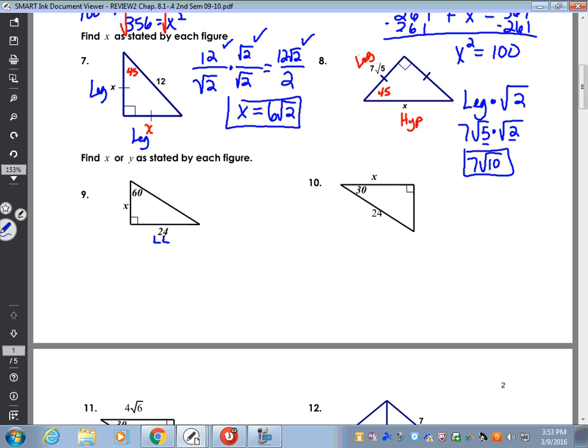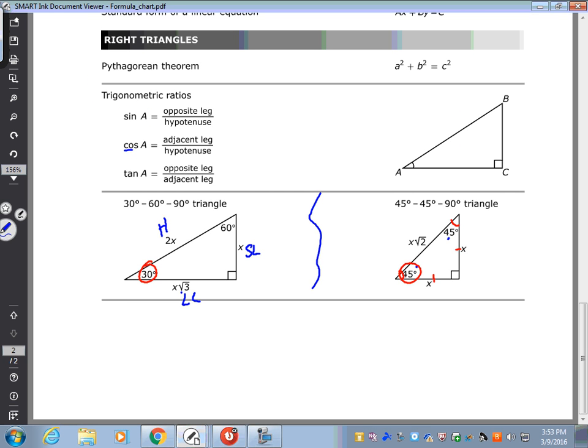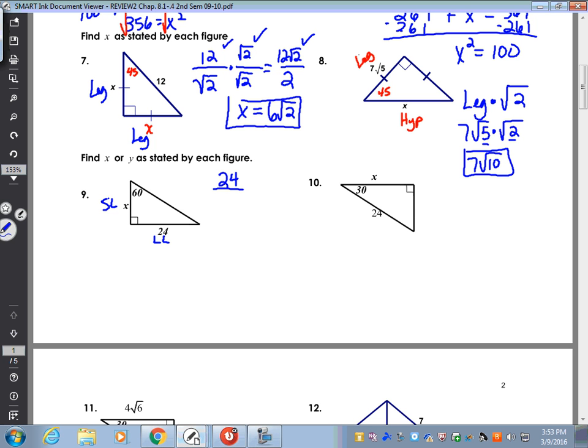For 30, 60, 90, we always go to the short leg. That is our home base. But I'm going from a big part to a smaller part. That shows division. And now I'm going to divide by, and if you weren't too sure, look at your formula chart. At the long leg, that's the square root of 3. So we're dividing by the square root of 3. We cannot keep that written like that, but you will get points if you have that. So you have to rationalize by square root of 3 over the square root of 3.